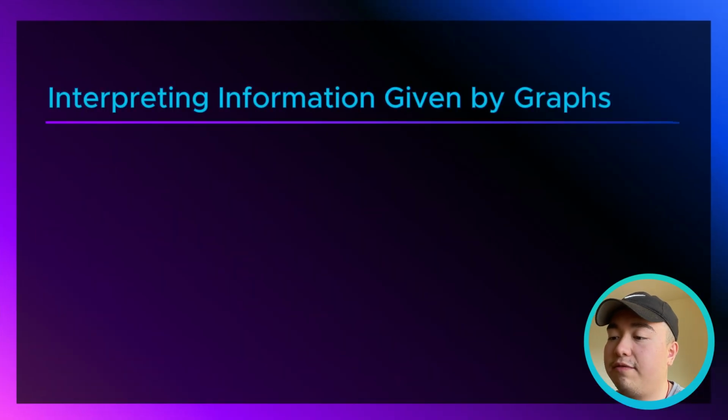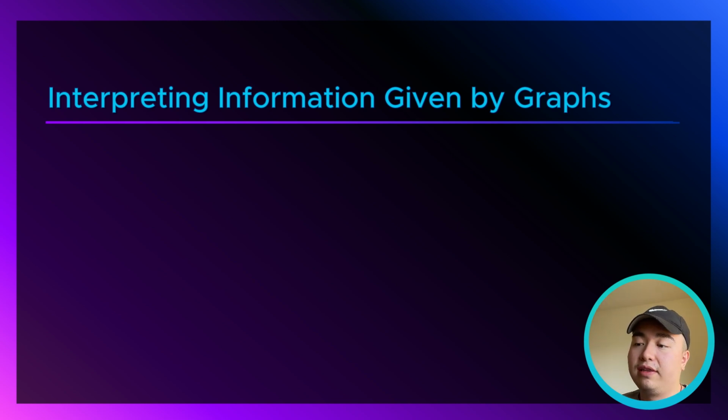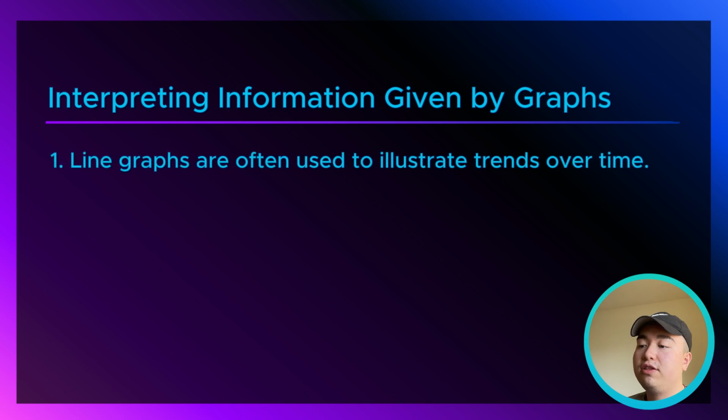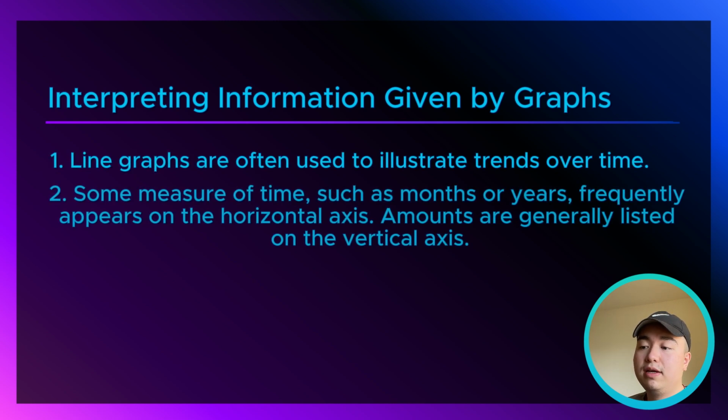And so lastly, for this video, we will talk about interpreting information given by graphs. Graphs are very important. You will likely see graphs in almost every math class you'll take, and they're extremely crucial in real-world applications. We're going to look at line graphs, which are often used to illustrate trends over time. Some measure of time, such as months or years, frequently appears on the horizontal axis, and the amounts are generally listed on the vertical axis, so your y-axis.